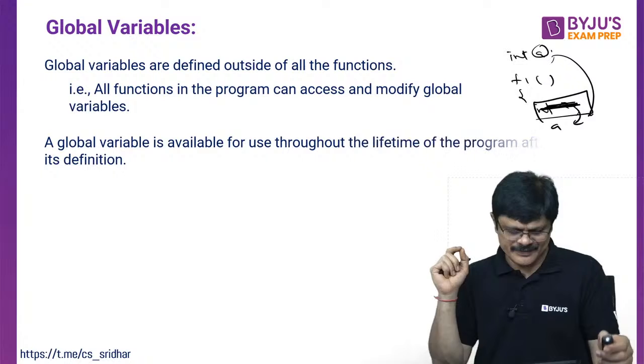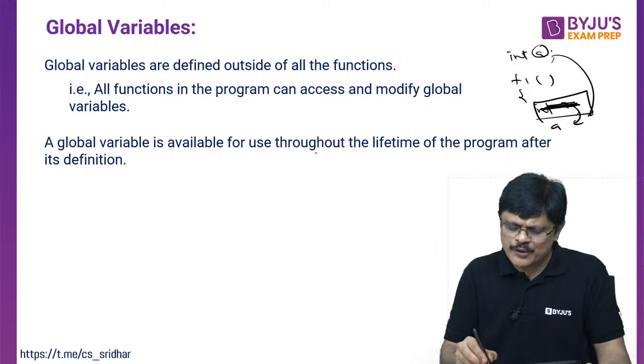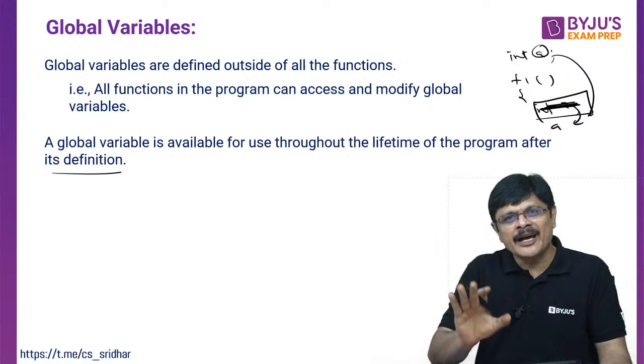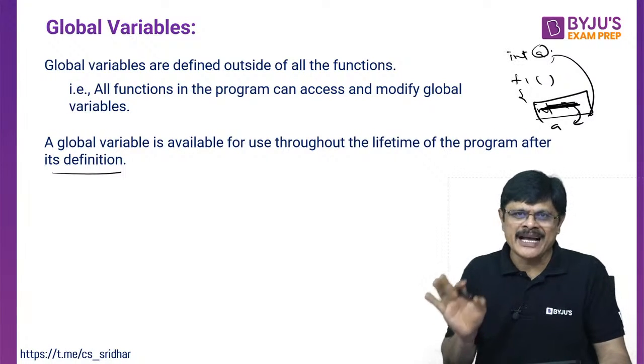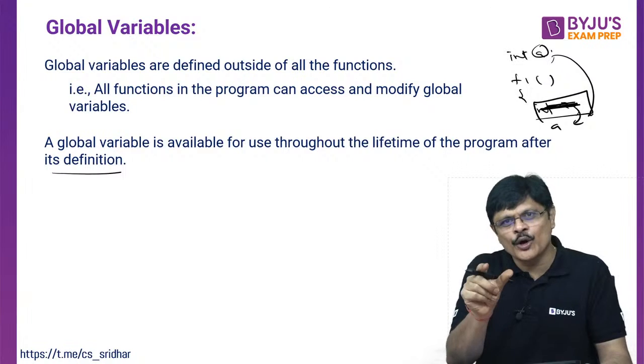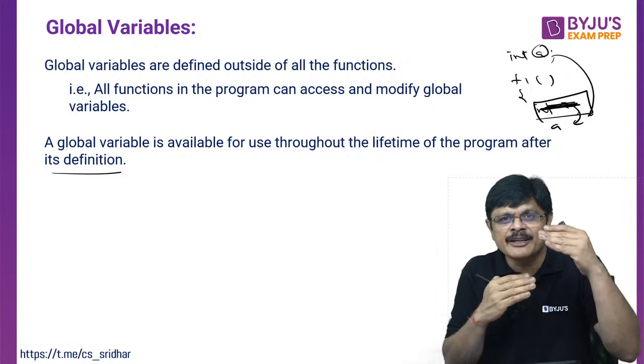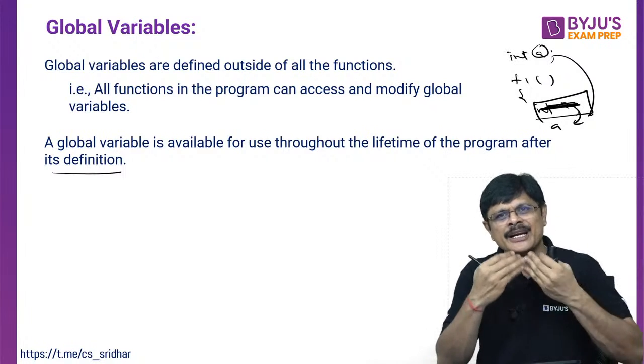Am I clear? A global variable is available for use throughout the lifetime of the program after its definition. Once you define it, it is available throughout the life of the program. As long as the program is alive, this global variable is alive. Whereas a local variable has its life within the block. Once you come out of the block, it is dead.